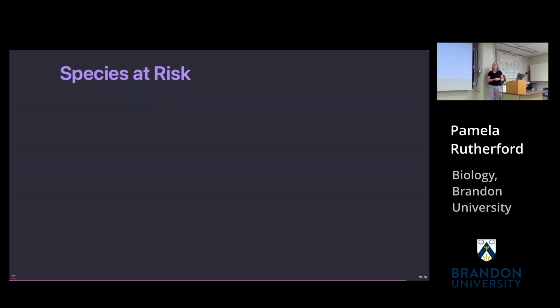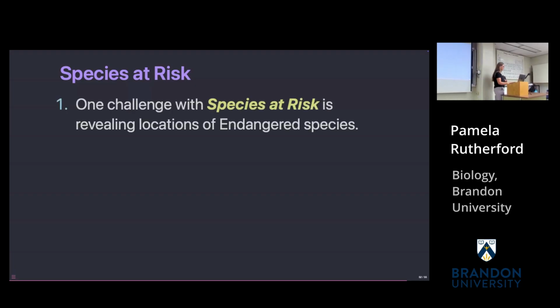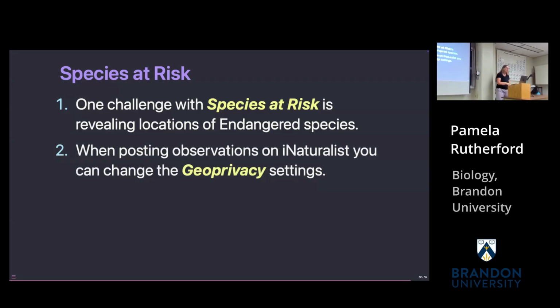Now, one of the wrinkles with this is that our task is species at risk, which is a longer way of saying things like endangered species. One of the challenges is that posting locations of species at risk would reveal where people could find them. For some of the species, that makes them very, very vulnerable. For example, we have some turtle species that are really vulnerable to the pet trade. And so the other incredibly useful feature within iNaturalist that you can dive into is ways of posting those.